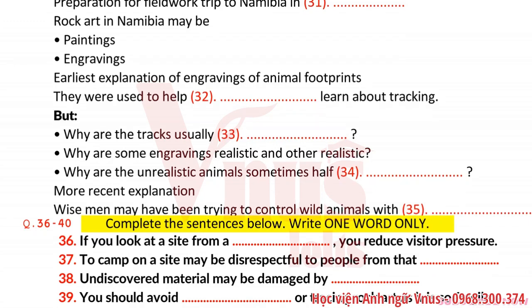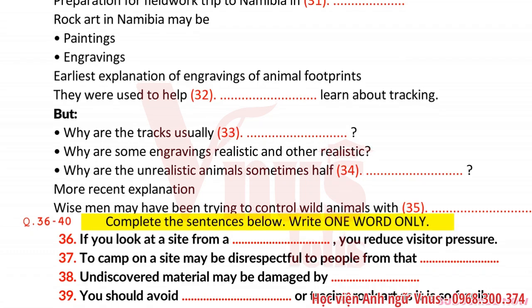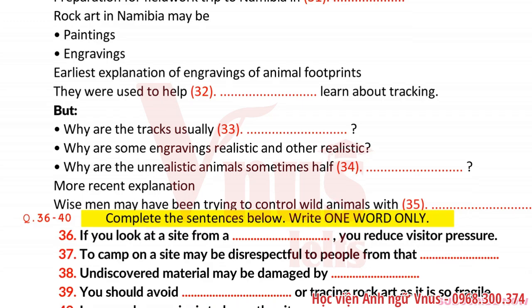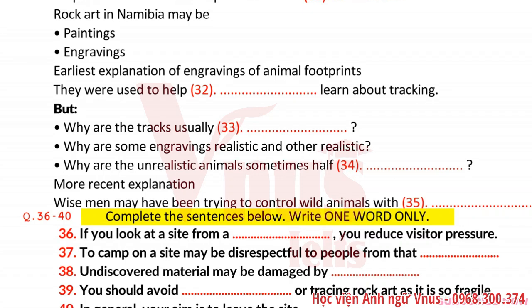And another mystery. Some of these unrealistic animals, that's in the engravings, seem to be half human. Some, for example, have got human faces. Many researchers now think that these were pictures the wise men engraved of themselves. They believed they could use magic to control the animals they had drawn, so the hunters could then catch them for food.